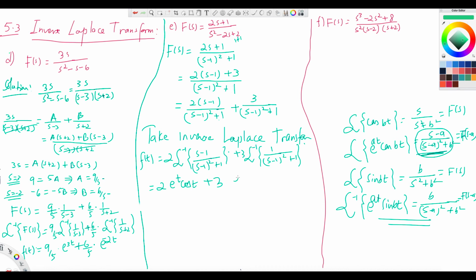So that will be e to the t, right? Because a is 1 and b is also 1. e to the t times sine t. That is the final answer. That's what you will get for the inverse Laplace transform of this function.